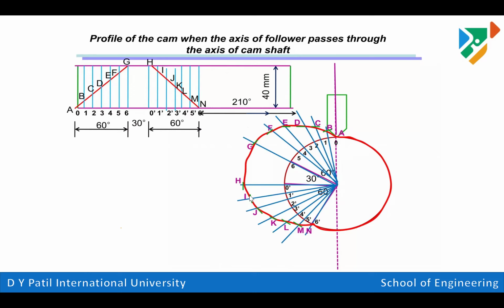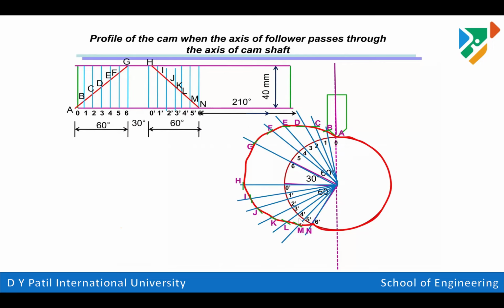And for the remaining, the displacement is going to reduce. So for I, J, K, L, M, and all these points, we are locating the displacement values, that is the lift of follower. After locating all these points, we need to create one freehand curve. That is, we simply connect all these points so that we get the cam contour, and the remaining angle is the dwell angle. So the dwell angle is 210 degrees.